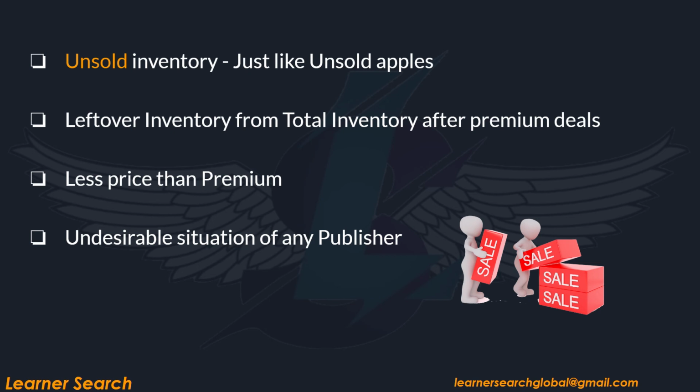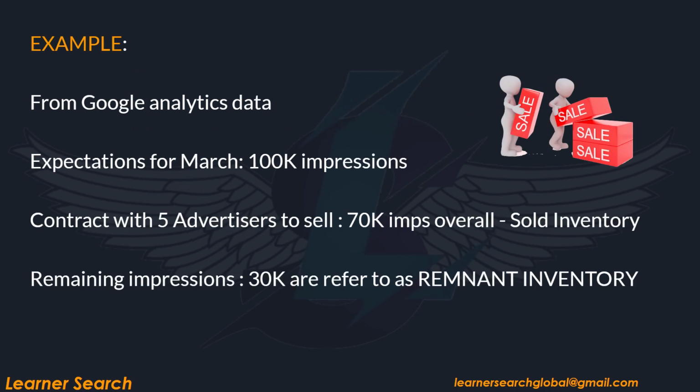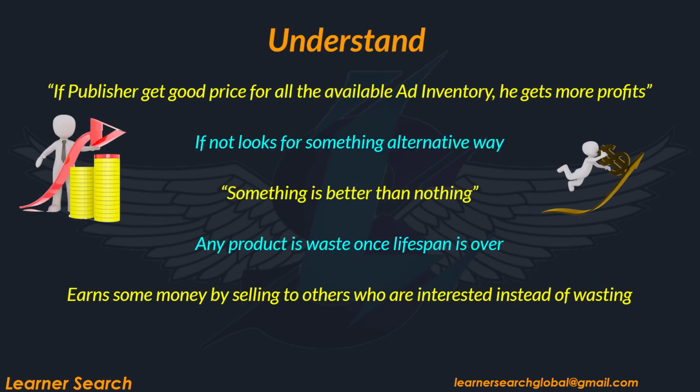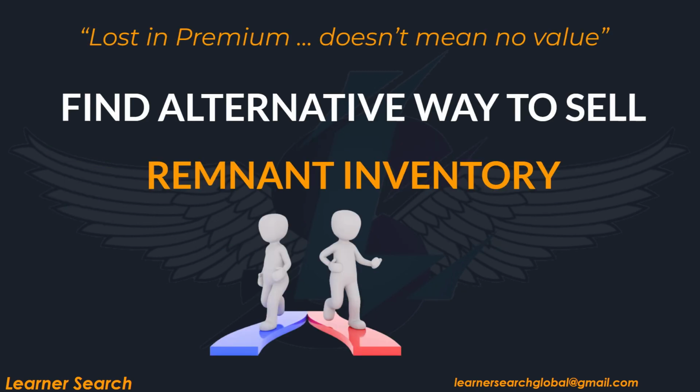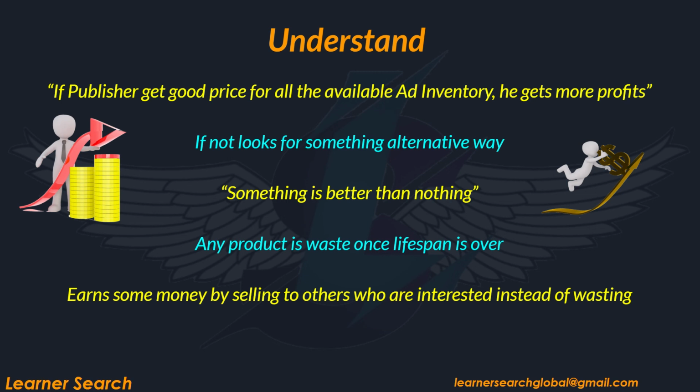We can say it is an undesirable situation for any publisher. When a publisher is expected to deliver 100k impressions, only 70k impressions were sold and 30k were unsold. These 70k impressions are sold inventory and the remaining 30k is referred to as remnant inventory. Finally, to conclude, if a publisher can secure a good price for all the available ad inventory, he will make more money. If not, he looks for something alternative to sell whatever is left over. Something is better than nothing.